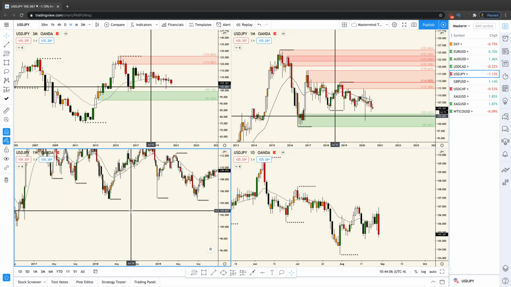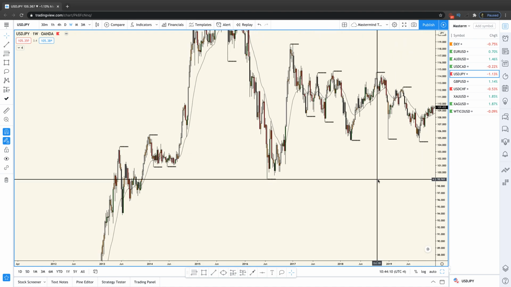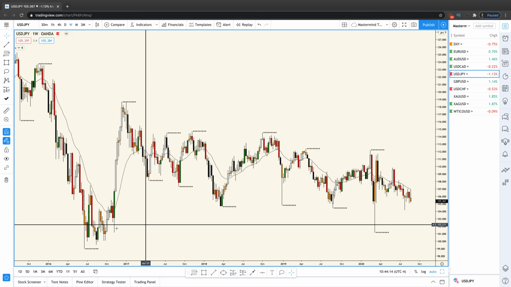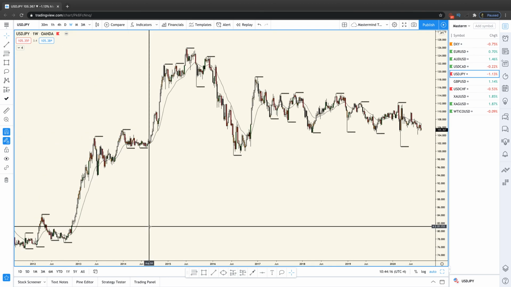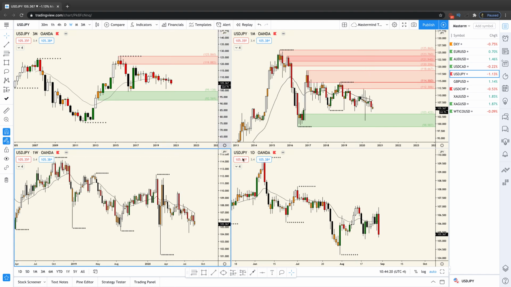If you do, look at this weekly chart. It's honestly terrible. What a mess. I'm honestly not even gonna draw on this. I don't even want to. I don't like it. As simple as that.